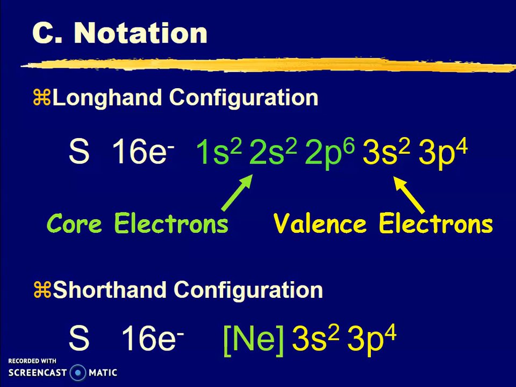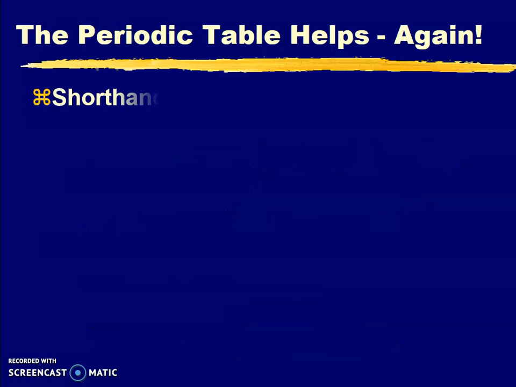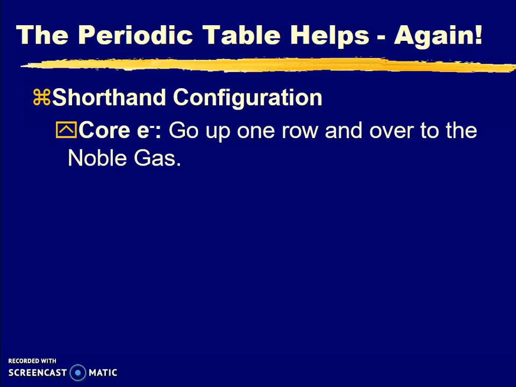Okay, let's do shorthand. Shorthand so we don't have to write so much when we get down to the bigger ones. To do this, you're going to find what you need on the periodic table. You're going to go up one period and then all the way to the end to find the noble gas. Okay, and for sulfur, the noble gas is neon. And then you only write what is left after the neon. Okay? So the periodic table is going to help us again.